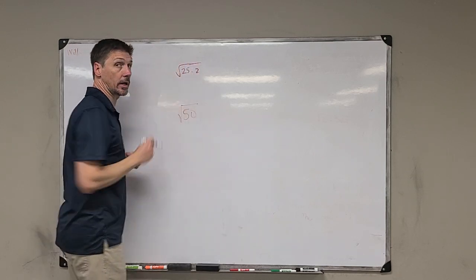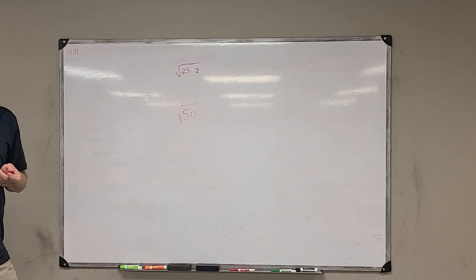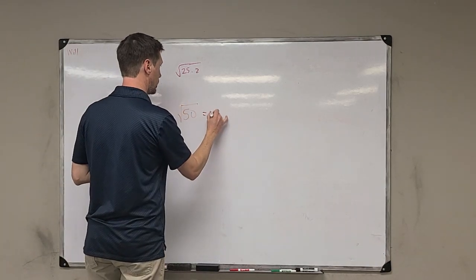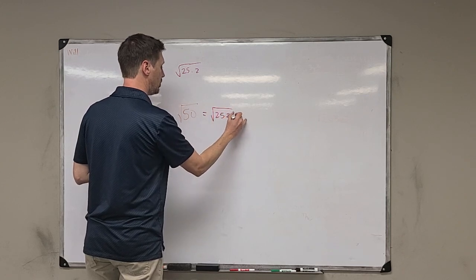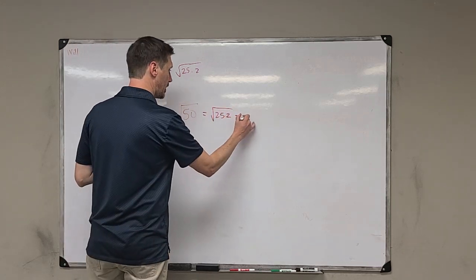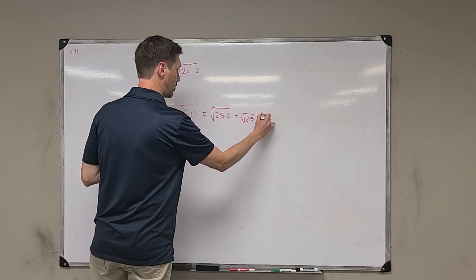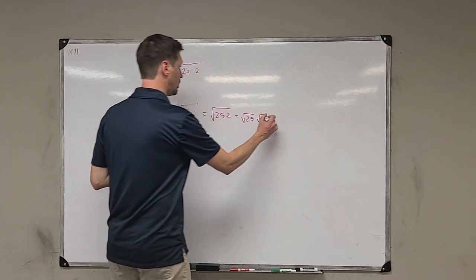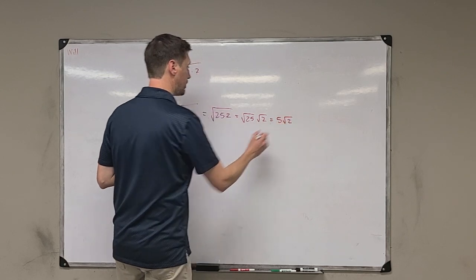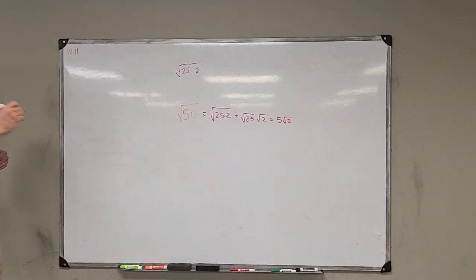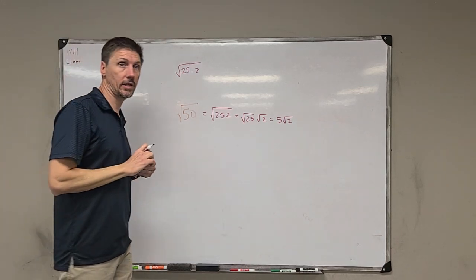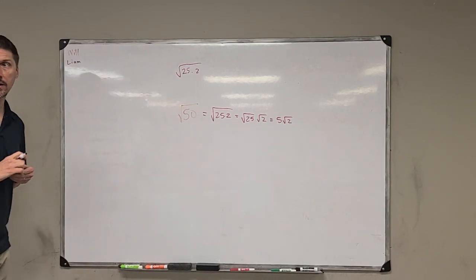50 is 25 times 2, right? So based on the square root product rule, I could change it to that. So let's rewrite it here: 25 times 2. And then I can split it up and say that's the same as the square root of 25 times the square root of 2. What's the square root of 25? 5, right? So this is 5 times the square root of 2. Who said 5? Was that you, Liam? All right. Does that make sense? You guys see that? Any questions about that?